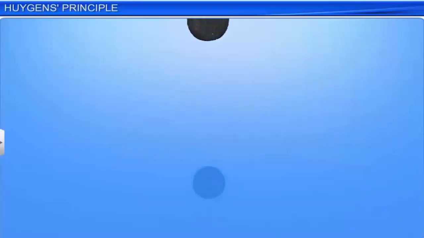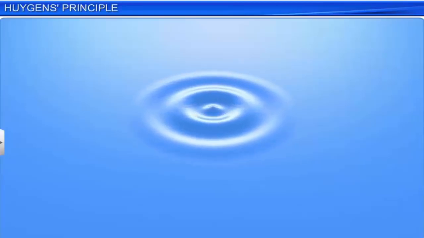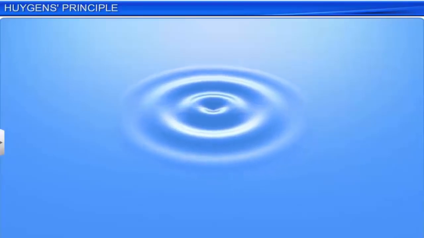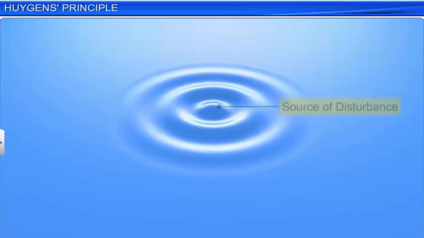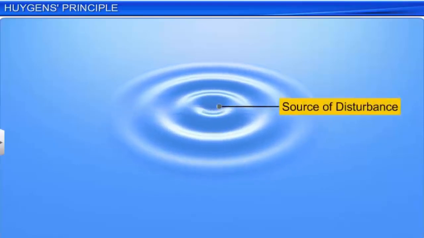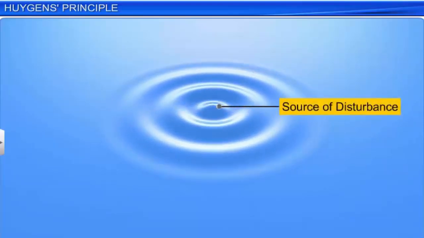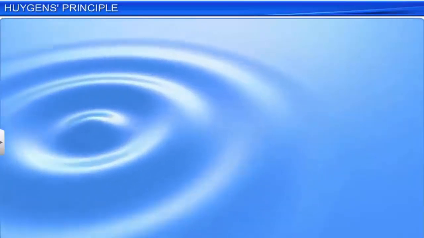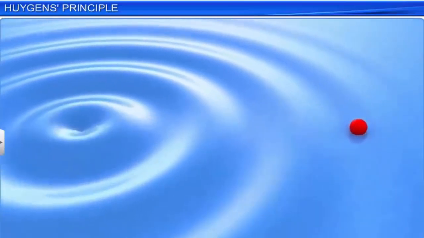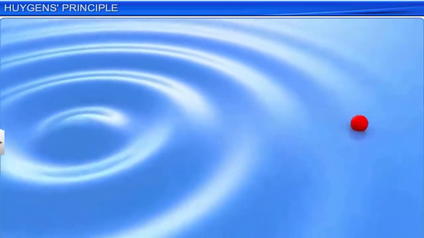A small pebble dropped in a pool of still water creates ripples on the surface. These ripples form concentric circular rings around the source of disturbance and spread outward along the surface. When these ripples reach a point on the surface of water, the point starts oscillating up and down.